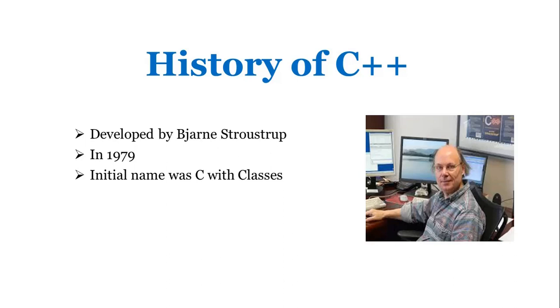So first of all, let's talk about the history of C++. C++ was developed by a Danish scientist named Bjarne Stroustrup in 1979. The initial name of C++ was C with Classes, because on top of C programming, some extended features like classes and other features were added. So initially this name was kept, and later this name was changed to C++.